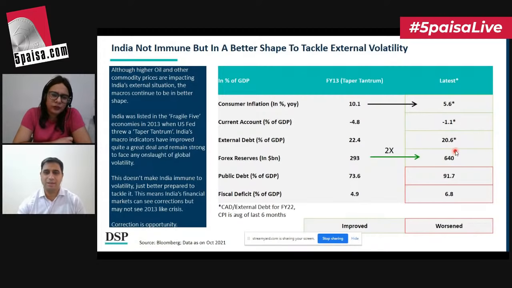Sure, and external debt is also not high, so we are not facing a lot of pressure right now. Most of our macro indicators are very, very stable. I think oil is not a big problem right now unless it remains above 80-85 dollars.